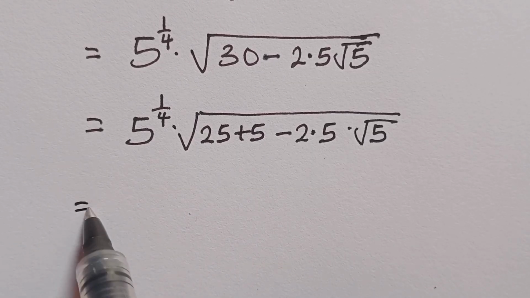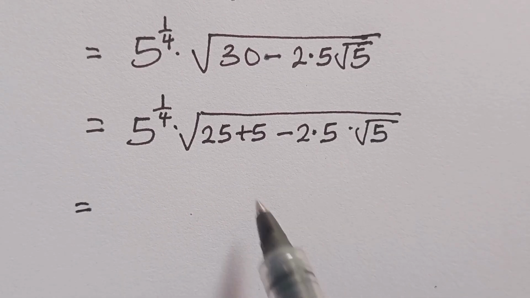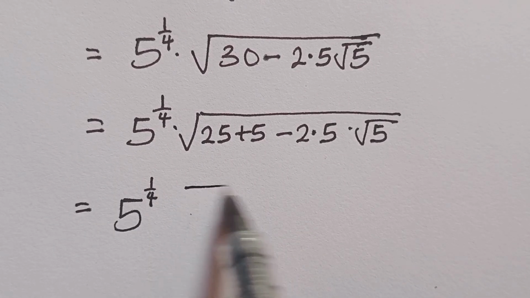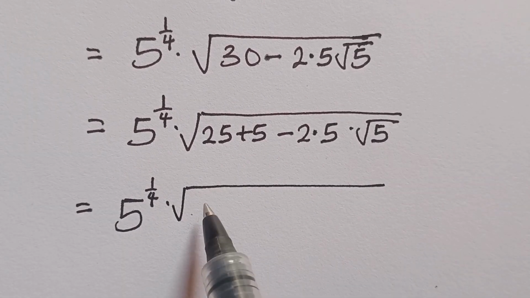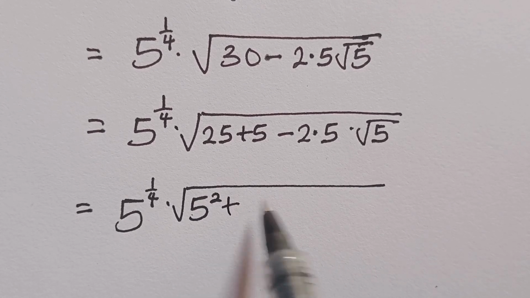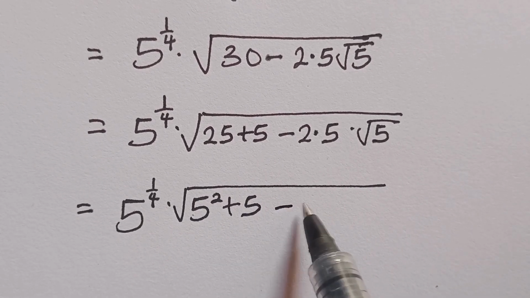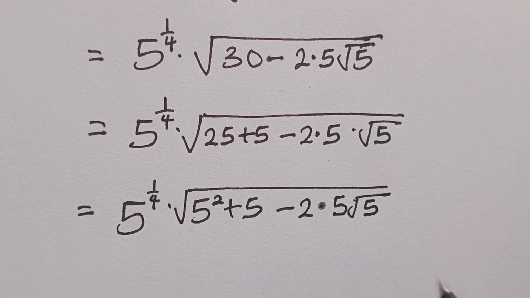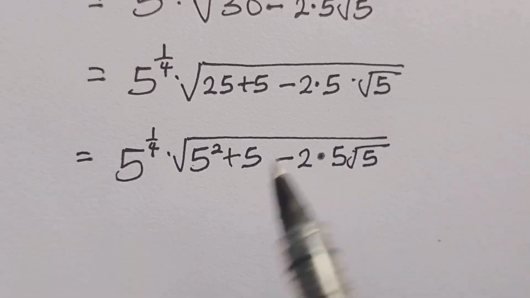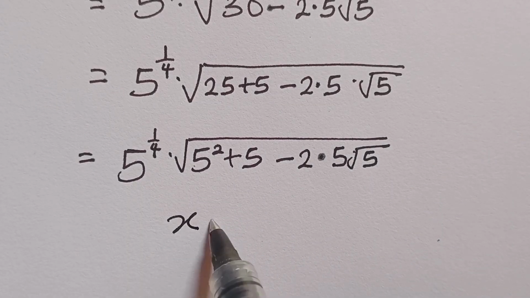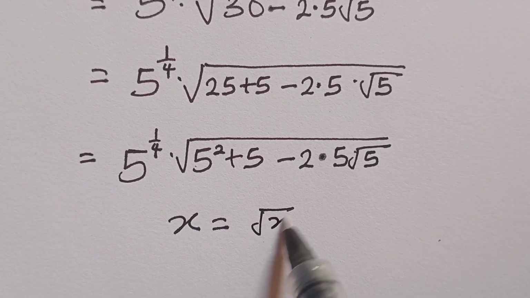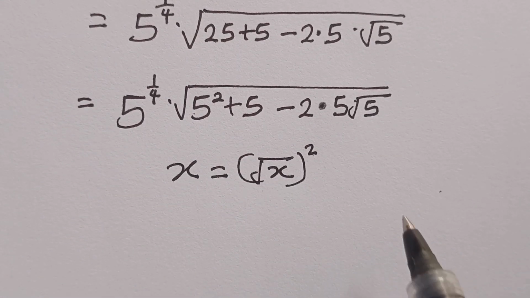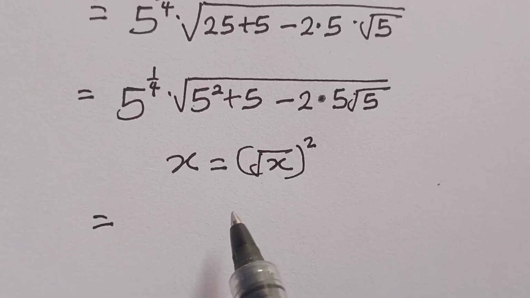Once you understand it up to this stage, so 5 raised to power 1 over 4 times square root of, so 25 can simply be written as 5 squared, that is 5 times 5, so plus 5 minus 2 times 5 square root of 5. So we are getting there, and don't forget, if you have x equal to square root of x, everything squared, it's still the same thing because the square will cancel out the square root.